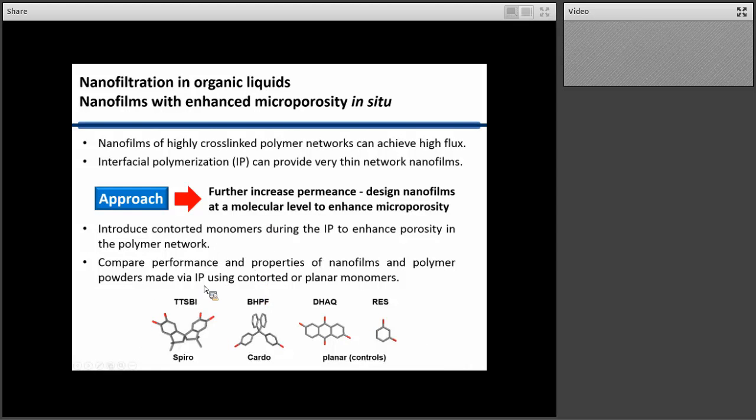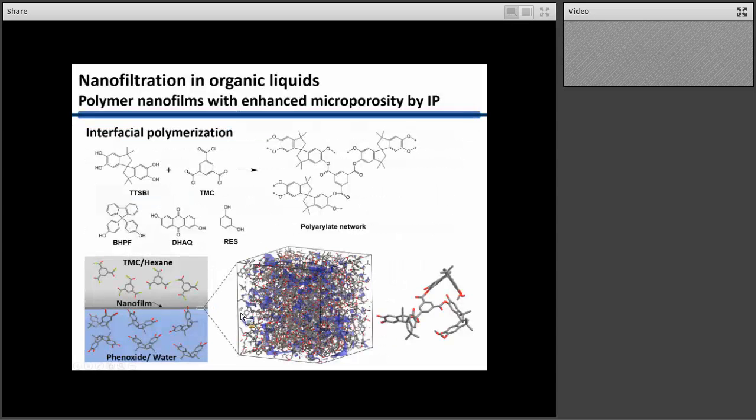So to test that, we tried two what we call contorted monomers. These are monomers like this, where they have angles that can't bend very easily, and we tried two flat monomers. We wanted to understand whether membranes made from these flat monomers and membranes made from the contorted polymers would offer different properties. The way we did that was to carry out an interfacial reaction again using trimesoyl chloride and hexane and various contorted and non-contorted phenols in a sodium hydroxide solution. These react together to give us a polyester or polyarylate network, and you can get the idea of what that network might look like here.